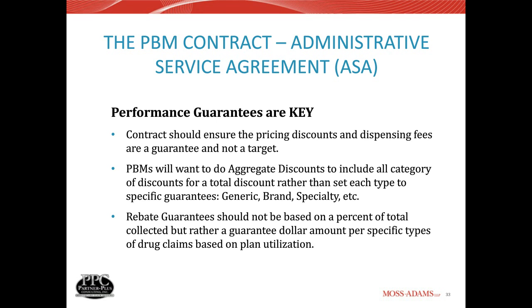Just as on the medical side, how the contract is so very important. But let's key on some things in the contract that you really need to be sure that you're doing. The key one is make sure that your discounts and your dispensing fees are in the contract as a guarantee and not as a target. The PBMs will always want you to do a target. They'll want you to do an aggregate discount of all the category of the different drugs, whether they're generic or brand or specialty, and they'll want a percent on a rebate guarantee, again, not specific to the type of drug. And they'll want it to just be a target, which of course just means that if they miss the target, there's no penalty to them.